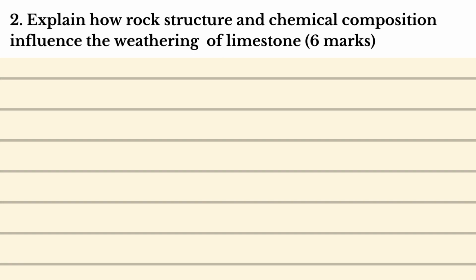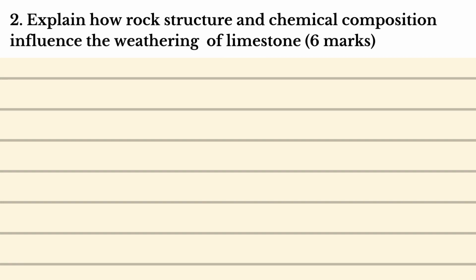The next question is also about process, but it is also testing your knowledge of limestone characteristics. The question says, explain how rock structure and chemical composition influence the weathering of limestone, and this is worth 6 marks. You should be able to get 3 marks for each characteristic that you describe, or rather explain.